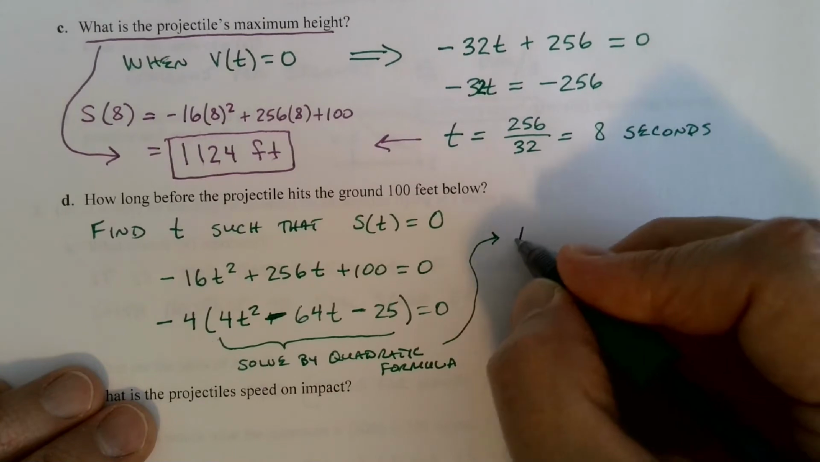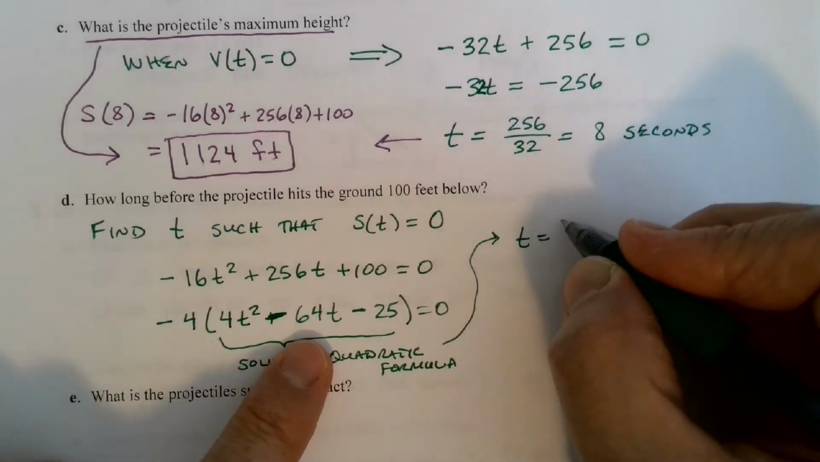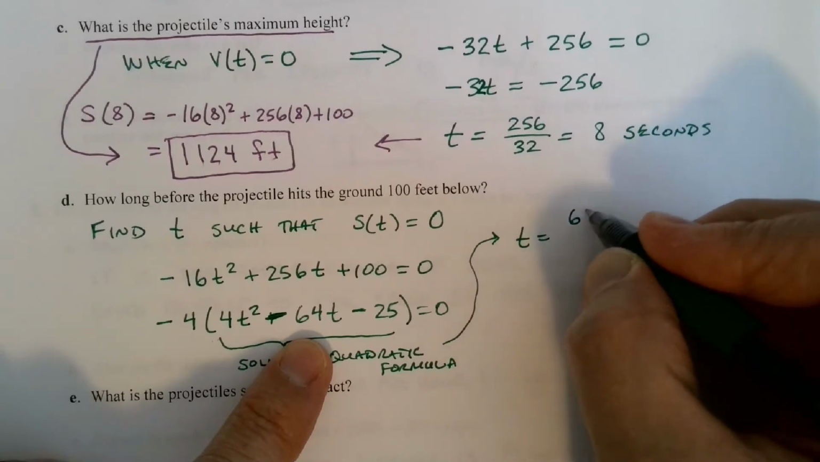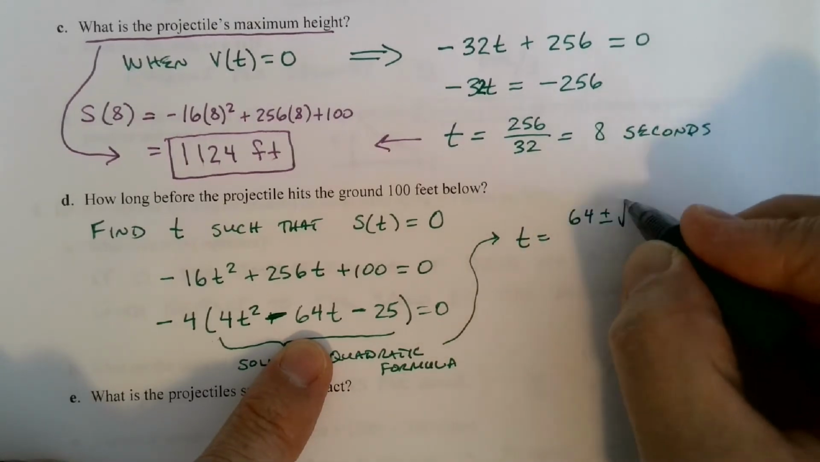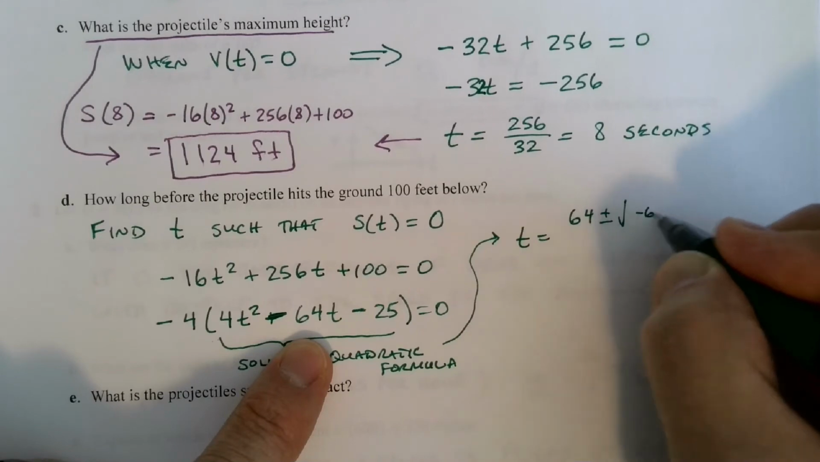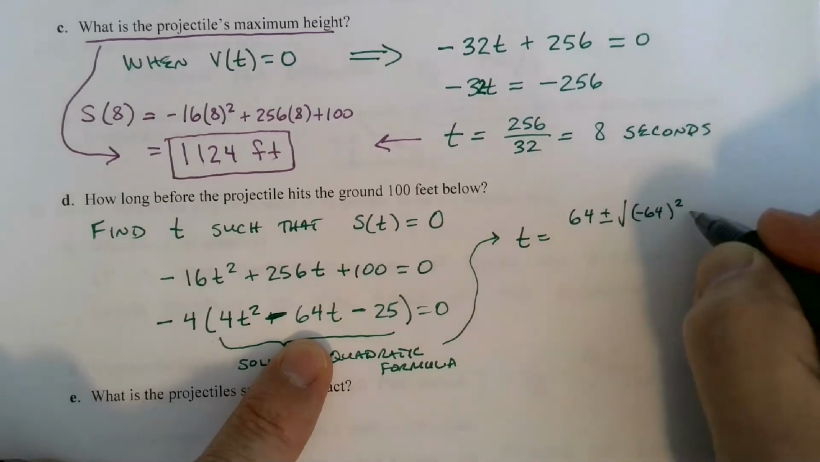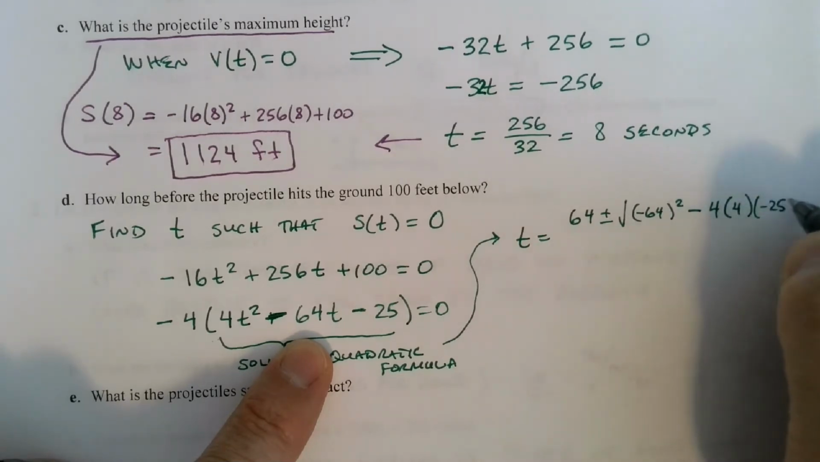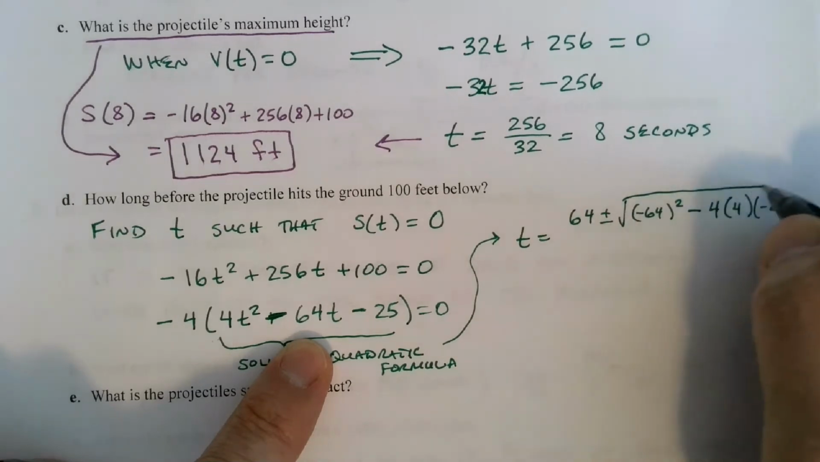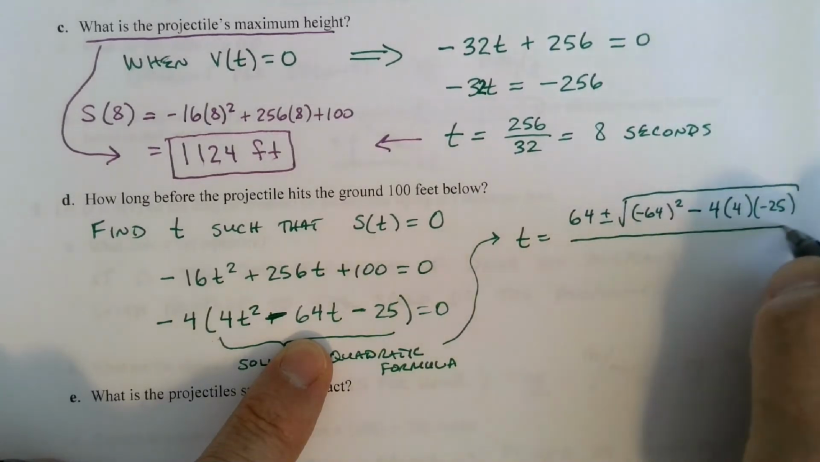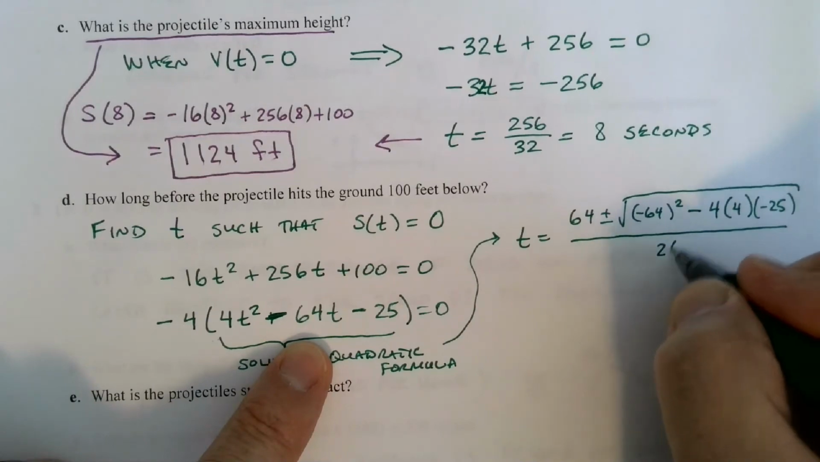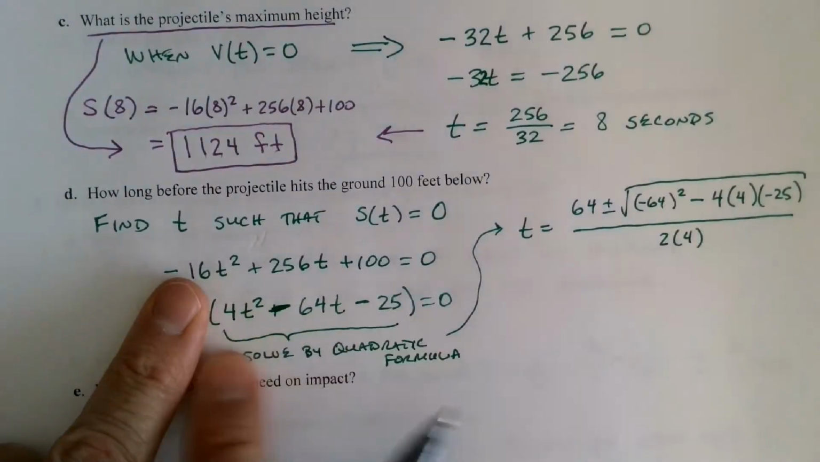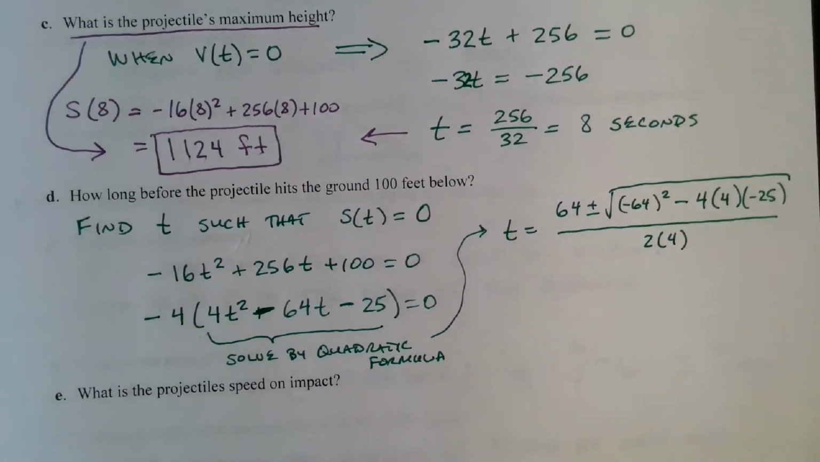Right. So t is, if you remember, negative b, which is minus a negative 64, positive 64, plus or minus b squared, so negative 64 all squared, which is a positive number, minus 4, a is 4, c is negative 25, so this will be plus some big number, all over 2a, and a is 4. So I factor out the negative 4. This is 0 when t is this number.